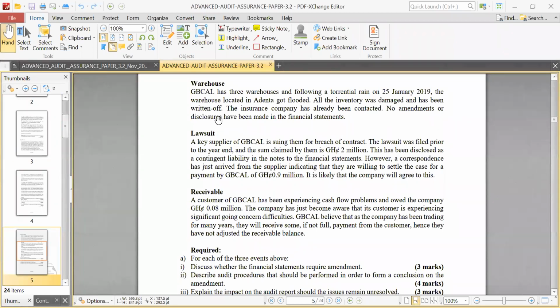Anyway, go ahead. So for receivables, what do you guys think? Does it have to be adjusted or not? This one is a bit tricky. So what do you think? Should it be adjusted or not?